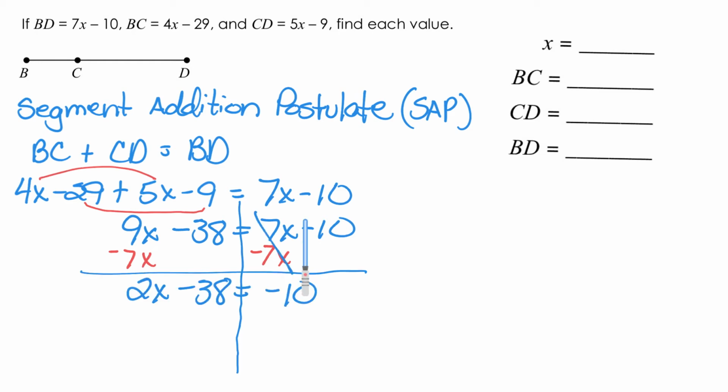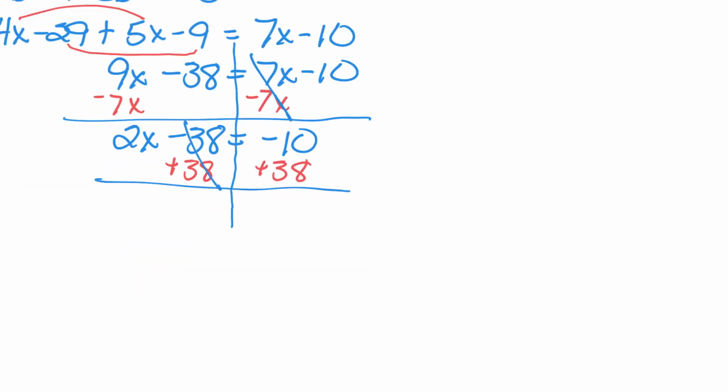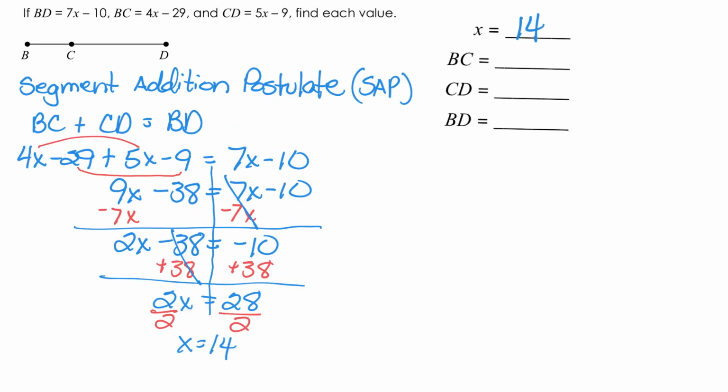Be careful that when you copy this side, do not ignore the negative right here. So it has to be negative 10. And then let's continue to solve. And so now we figured out what our x value is. It's 14.